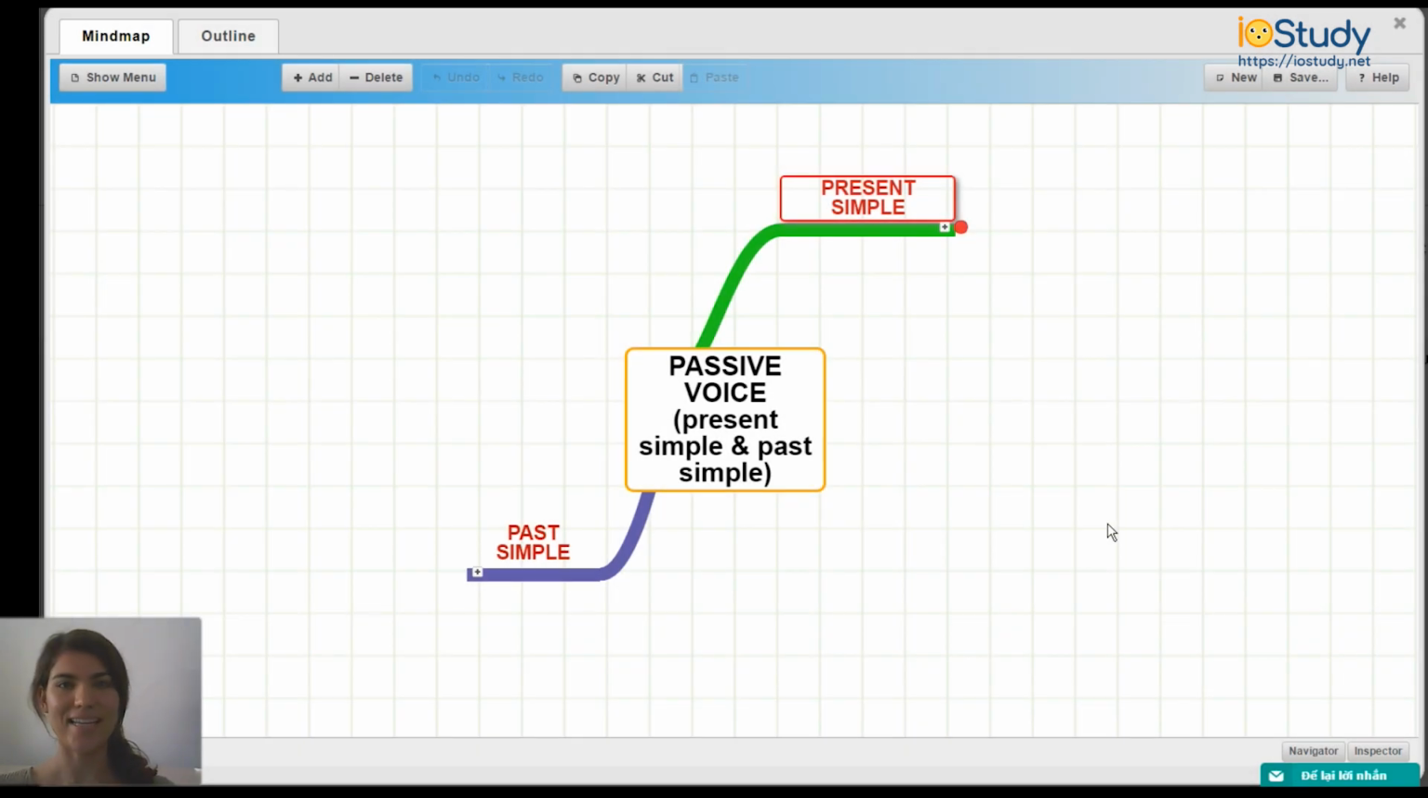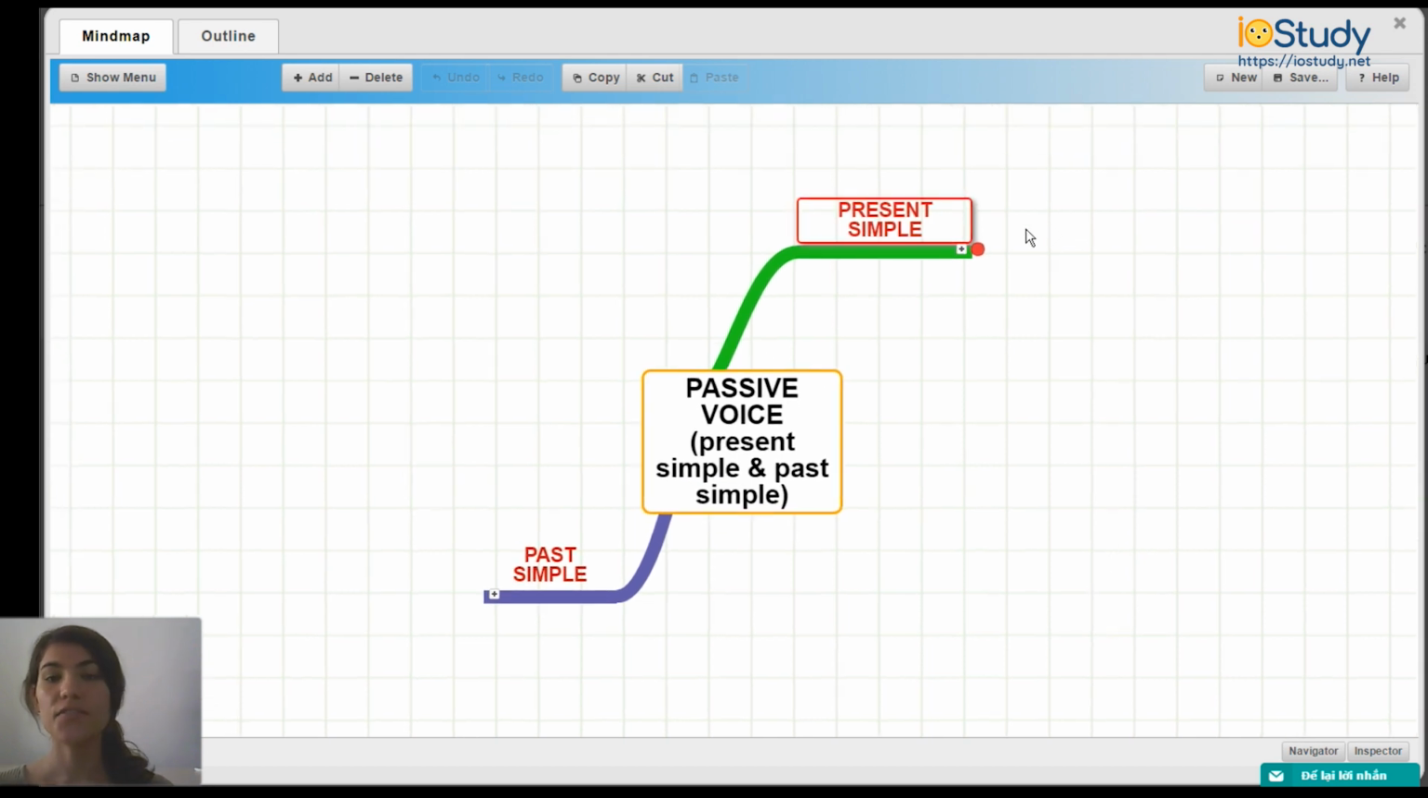Hello everyone, this is Danielle, and in this video we're going to learn about the passive voice, the present simple, and the past simple. So as you can see, here is our mind map with the present simple and the past simple. So let's first talk about the present simple.